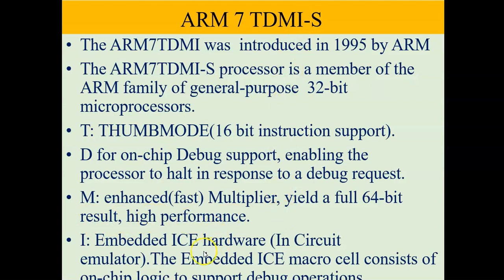Next, the I. I means in-circuit emulator. The embedded ICE macrocell consists of on-chip logic to support debug operations or emulation. So that is the in-circuit emulator. What is the meaning of emulation? It is called mimic. That means it will behave, it will show the result as if it is acting as a particular device. So that is emulation. This emulator is provided on chip so that the performance or the faults or the errors can be easily found without the help of an external emulator circuit. Normally emulator circuits will be external, but this processor provides an on-chip emulator. That is another most important feature.